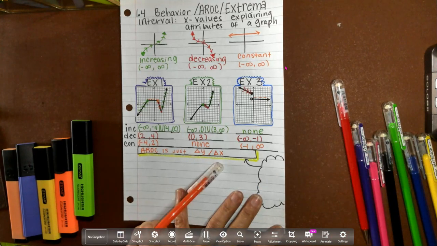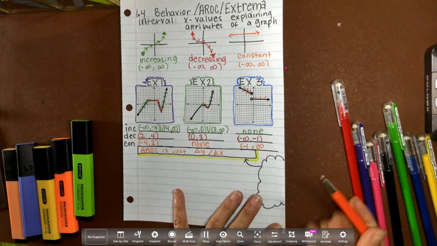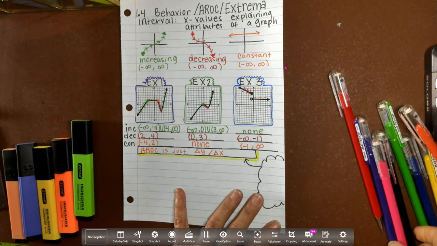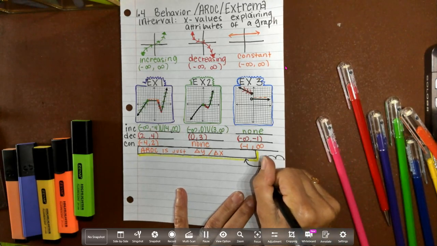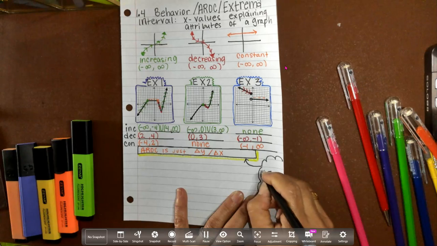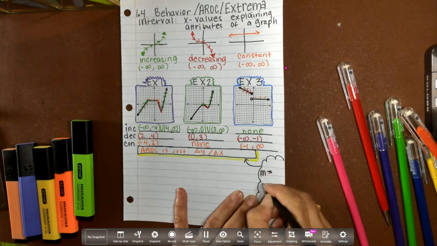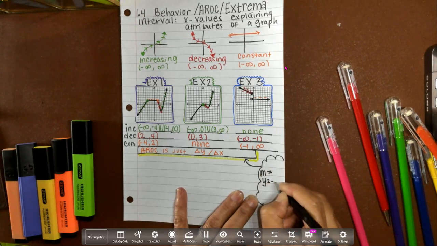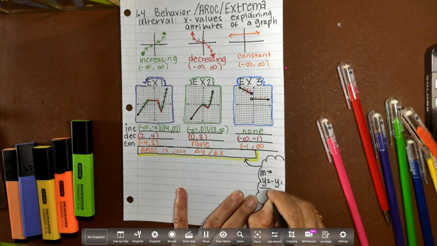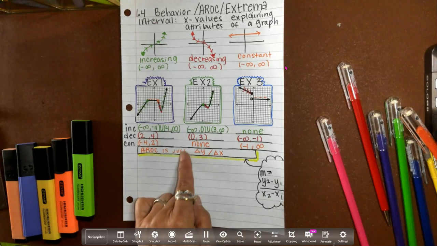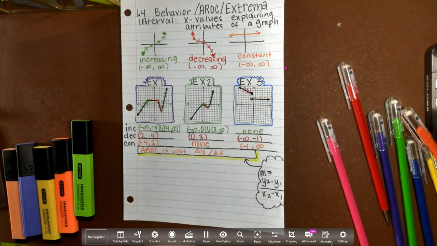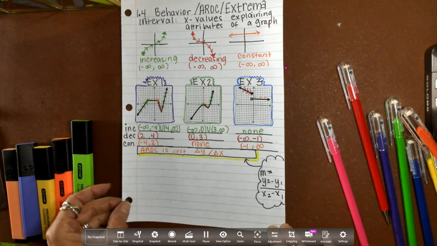However, the change in y over the change in x, y'all, that's slope. And I know that you know slope. That's like an Algebra 1 thing. And remember, for slope, it is going to be y2 minus y1 divided by x2 minus x1. Same exact formula, but if you remember it's this, it might go a little bit quicker for you and you wouldn't be worried about memorizing a formula.